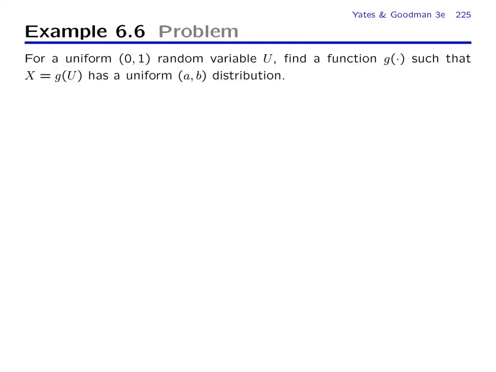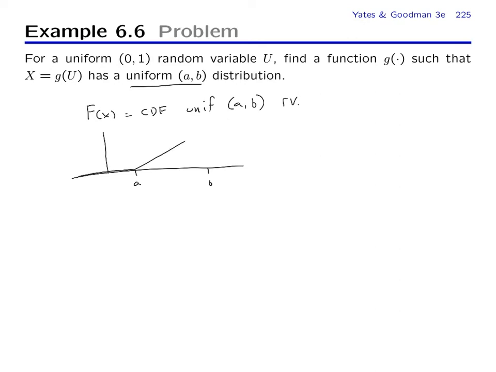So here's a new example. We want to generate random variables X that have a uniform A-B distribution. So we need to define F of x to be the CDF of a uniform A to B random variable. And so we can remember that this CDF looks like the following. It starts at A and goes to B. It's 0, and it climbs like a ramp, and then it is 1.